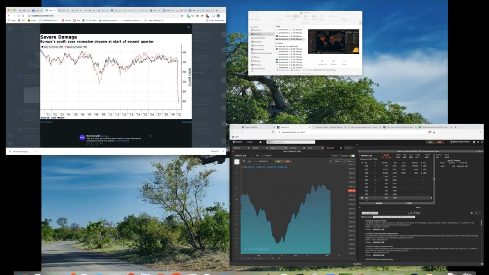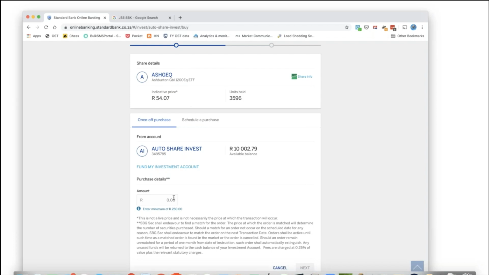That's not where I want to go. I want to go back to that. What you do is you don't specify a quantity that you wish to trade or a share price. You're going to get the price in the market. You specify the rand value.